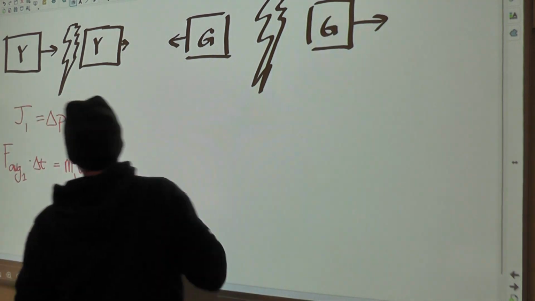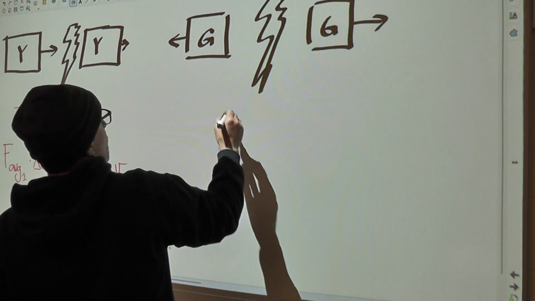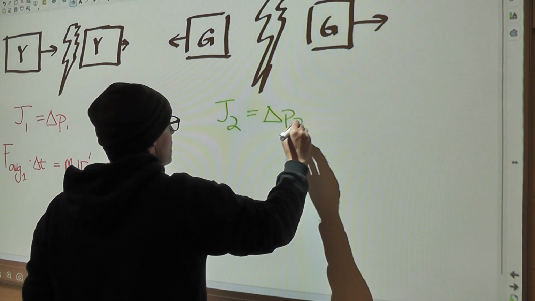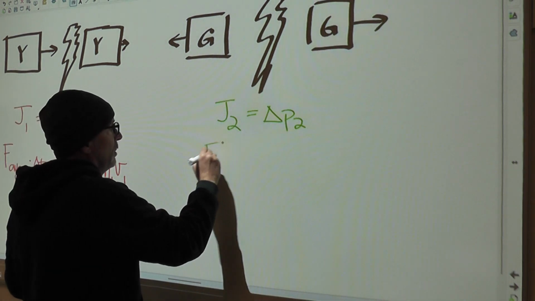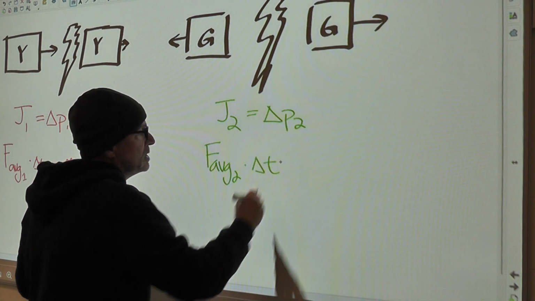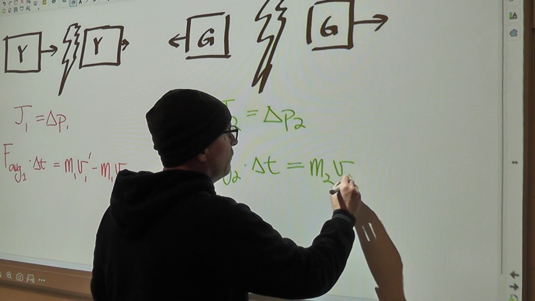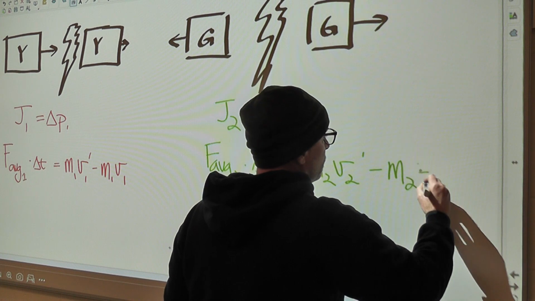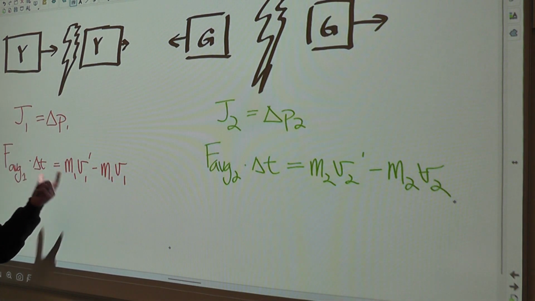And we know that the same thing is going to be true for cart 2. These are two completely different systems. Cart 2 is also experiencing impulse. The impulse cart 2 experiences will equal its change in momentum. So the overall average force acting on cart 2 times the amount of time over which that force is exerted will tell us the difference in cart 2's final velocity times its mass minus its initial velocity times its mass. Okay, so this has to be true.